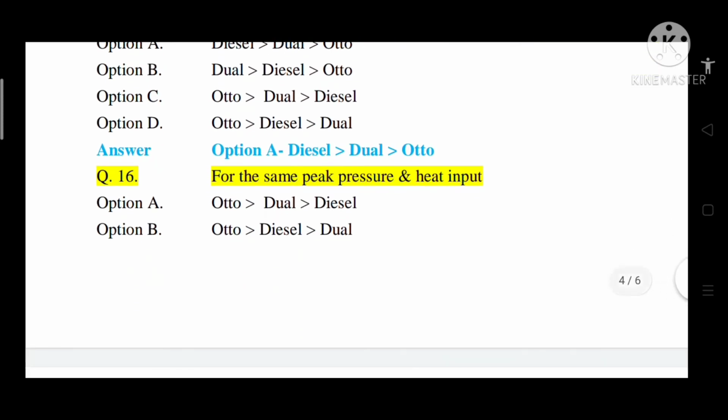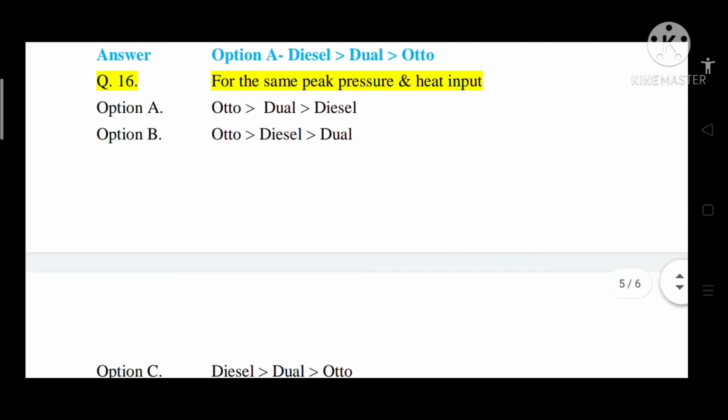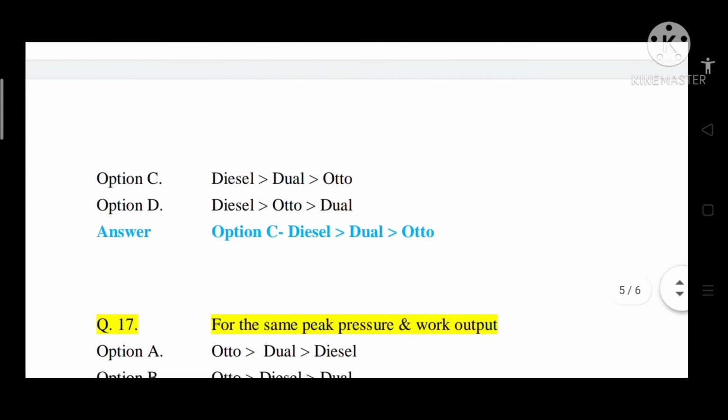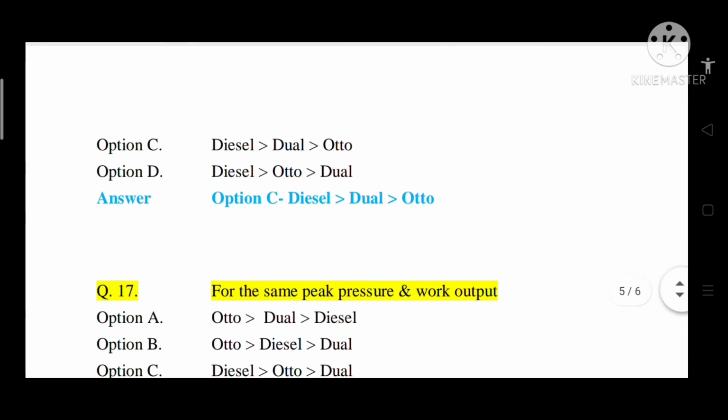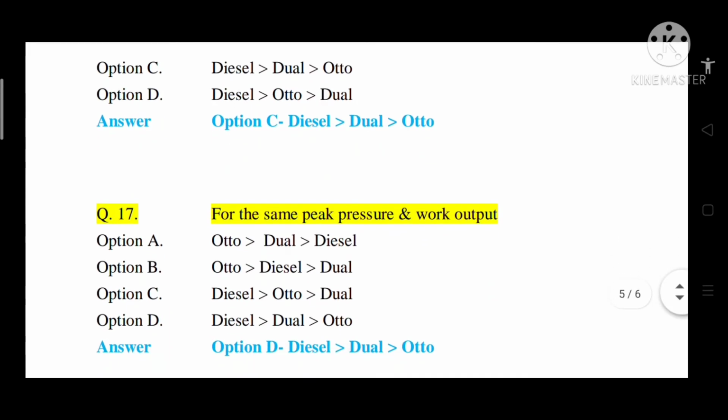Question number 16. For the same peak pressure and heat input, options are option A, Otto is greater than dual is greater than diesel. Option B, Otto is greater than diesel is greater than dual. Option C, diesel is greater than dual is greater than Otto. Option D, diesel is greater than Otto is greater than dual. So correct answer is option C, that is efficiency diesel is greater than efficiency dual is greater than efficiency Otto.